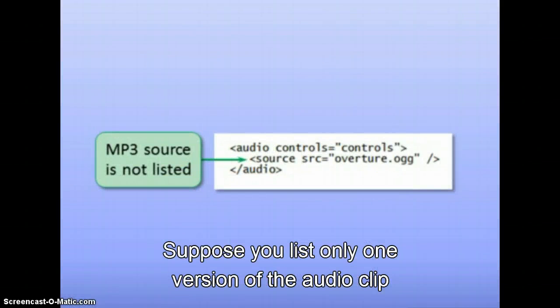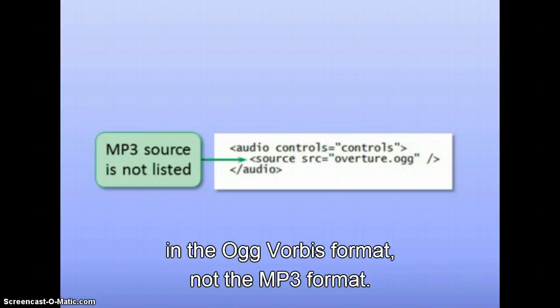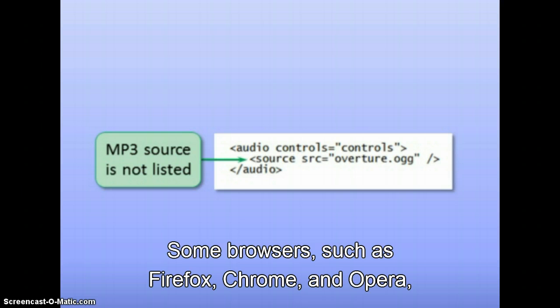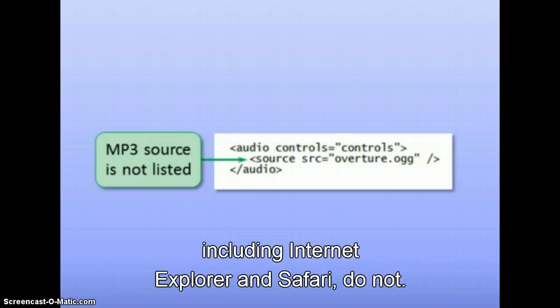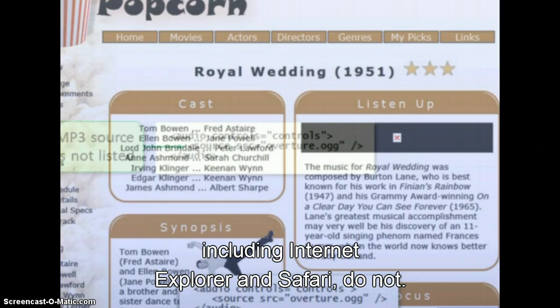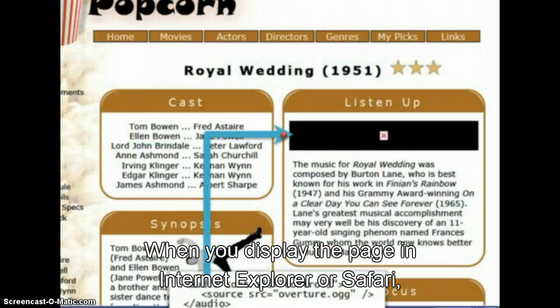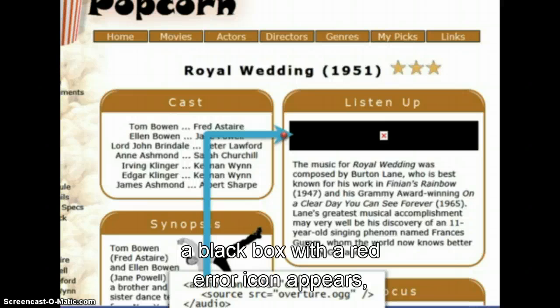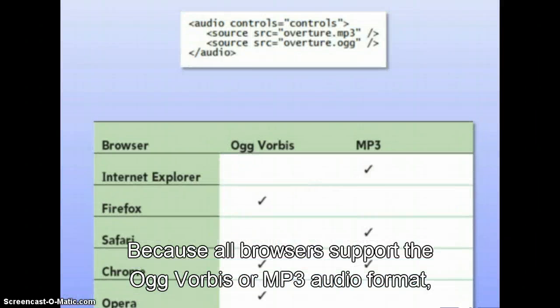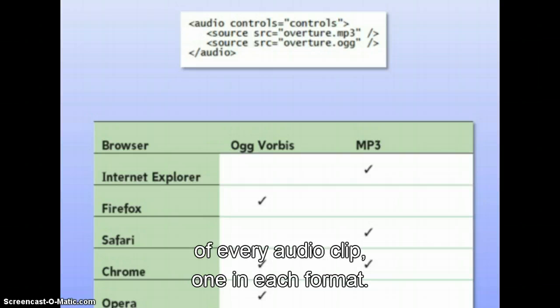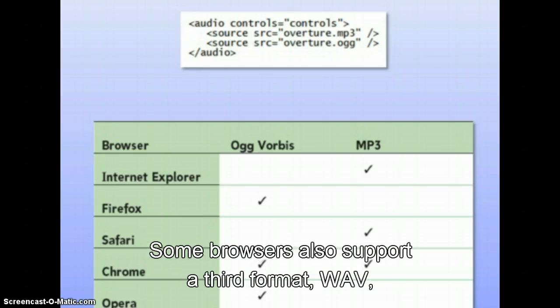Suppose you list only one version of the audio clip in the OGG Vorbis format, not the MP3 format. Some browsers, such as Firefox, Chrome, and Opera, support OGG files, but others, including Internet Explorer and Safari, do not. When you display the page in Internet Explorer or Safari, a black box with a red error icon appears, indicating that the browser cannot display the audio clip. Because all browsers support the OGG Vorbis or MP3 audio format, you should create and list 2 versions of every audio clip, one in each format.